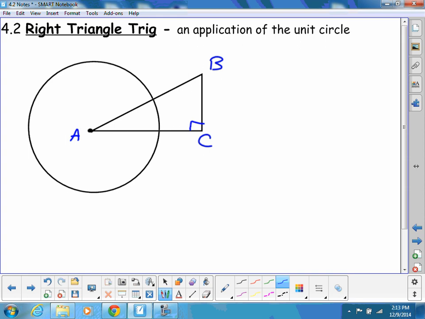A couple things about our triangle ABC. Side opposite angle A will be side A. Side opposite angle B will be side B. Side opposite angle C will be side C. Okay. The other thing I'm going to take a look at is a smaller triangle.